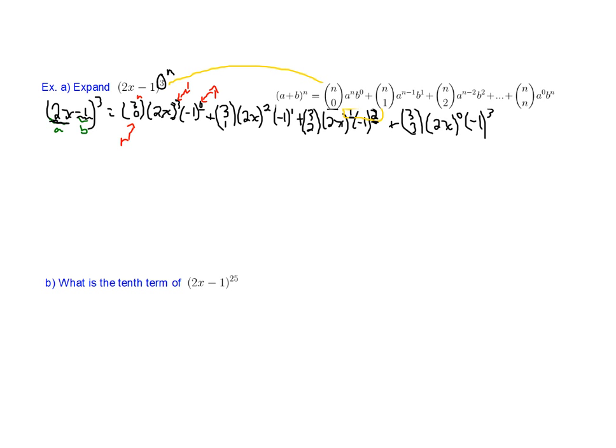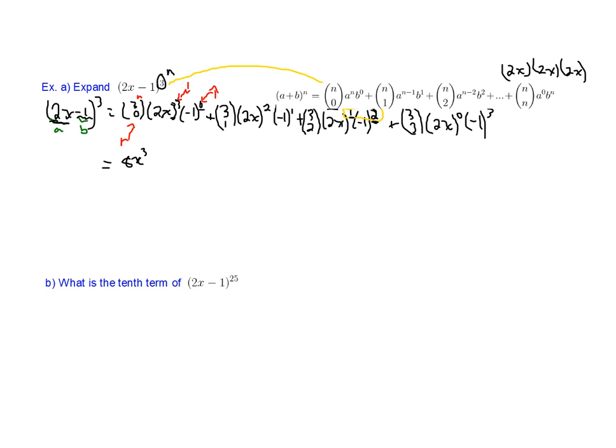So once we get this far, we can simplify this. 3 choose 0 is just 1. 2x cubed, don't forget 2x cubed, maybe just on the side. Let's do it way over here. 2x cubed means 2x times 2x times 2x, which means multiply all of the 2's together 3 times, multiply all the x's together. So we're going to get an 8, x cubed here.